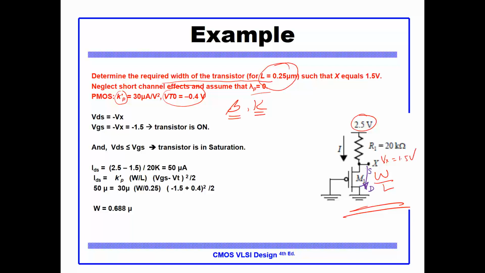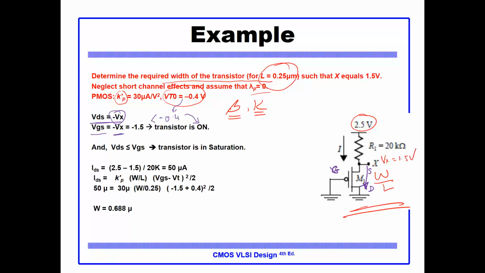So what is the drain voltage? 0 volt. How about the gate voltage? This is the gate here. The gate is 0 volt as well. So VDS equals 0 minus Vx, which is minus Vx. VGS is 0 minus Vx, minus Vx. So VGS, which is minus 1.5, is less than minus 0.4, which is the VT, that means the transistor is on. So we established that the transistor is on.